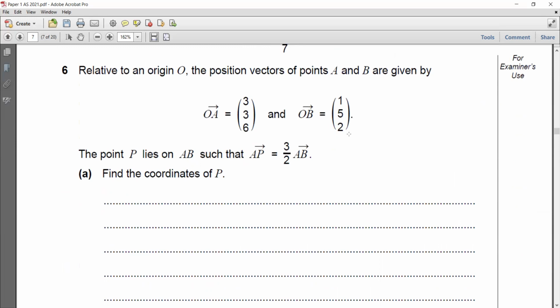Right, number 6. Relative to the origin, the position vectors of points A and B are given as follows. Then we are told that the point P lies on AB such that AP is 3/2 multiplied by AB. Find the coordinates of P. Okay, so we are given these position vectors. Now, we know that AP is 3/2 times AB.